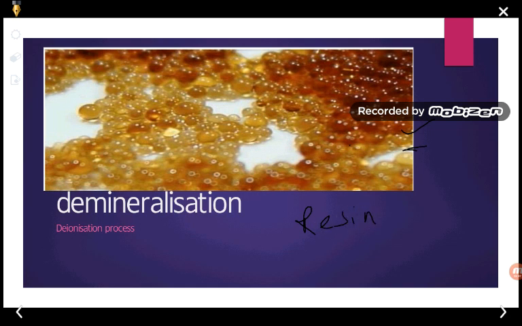So this is a resin. It is normally used to remove the hardness of the water, and cation exchange resins are present, as well as anion exchange resins, in the market or industries for the removal of hardness. So this is a picture of a resin, and these resins are utilized for the removal of hardness of the water.